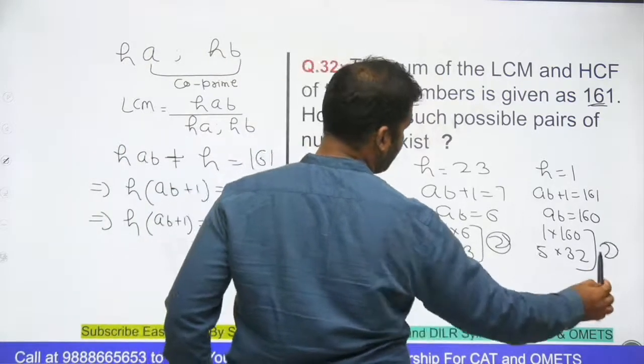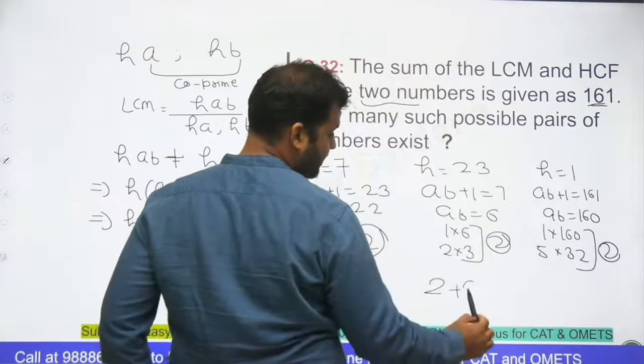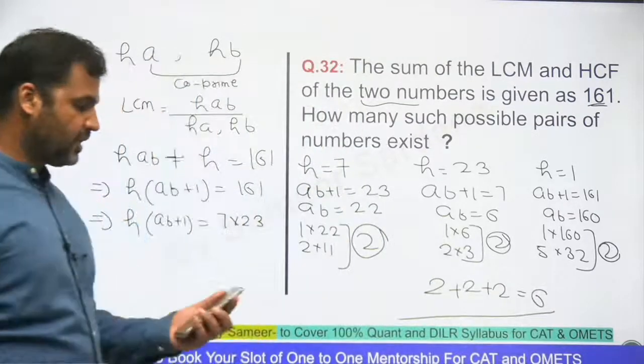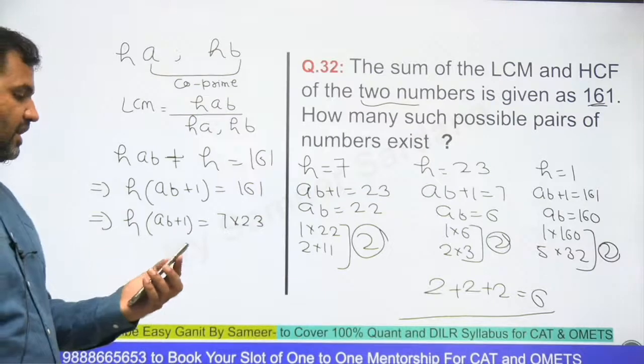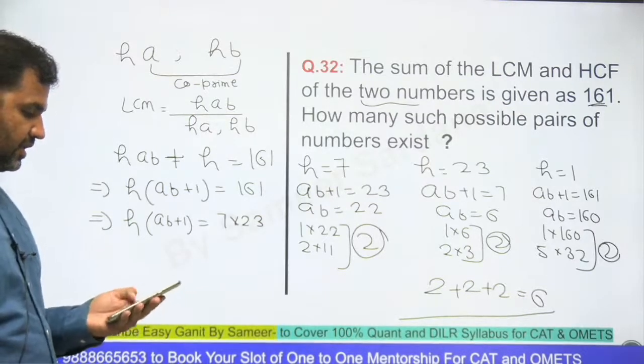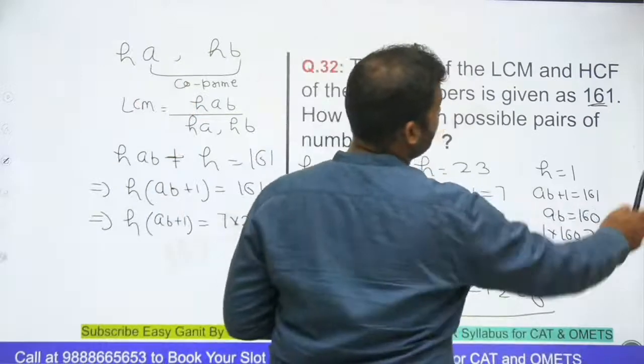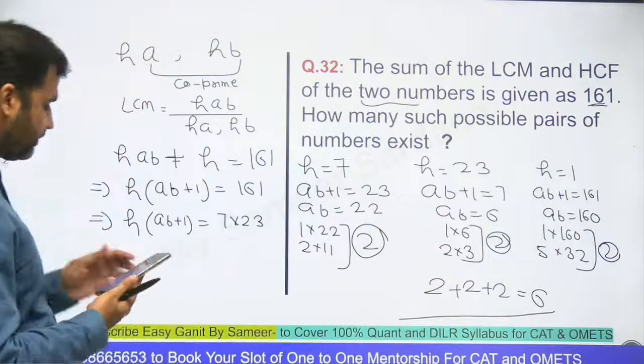Total बनेंगे बच्चों 2 plus 2 plus 2. Answer will be 6. Is it clear? ठीक है बच्चों, is it done? Everybody clear with this? Any doubt in this? Tell me. 6 is the right answer. What's the answer to the next question, guys? Next question का answer क्या है?